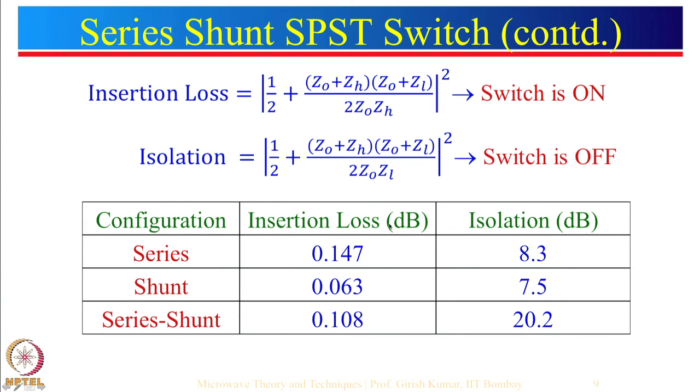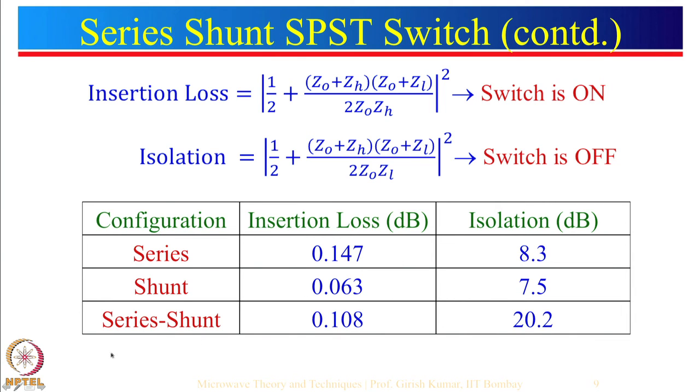So, just to give you a little bit of an idea about insertion loss and isolation of the series switch, shunt switch and combination of series shunt switch. You can see for the series switch, insertion loss is of the order of 0.147. For the shunt switch, it is of the order of 0.063. For series shunt, insertion loss is about 0.108. So, you can see it is a relatively small number. Let us see for isolation. For series, isolation is about 8.3. For shunt, it is about 7.5. For series shunt, it is about 20 dB. So, one can get a decent isolation by using the series shunt configuration.